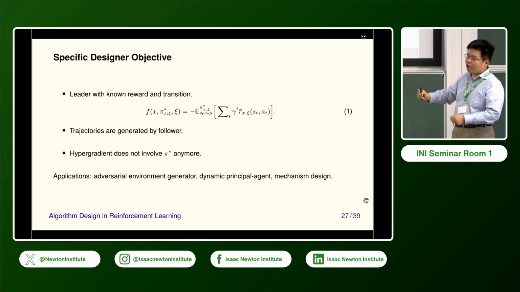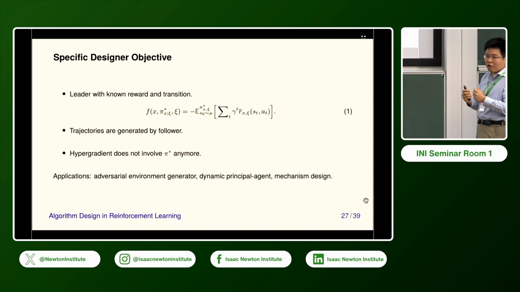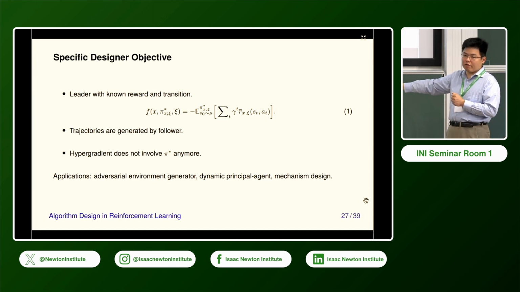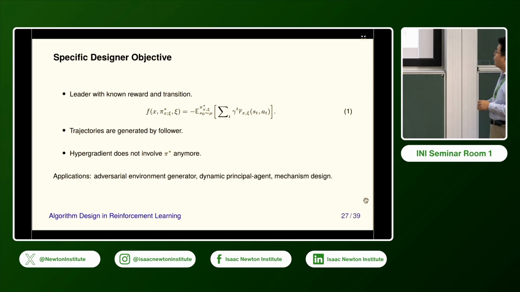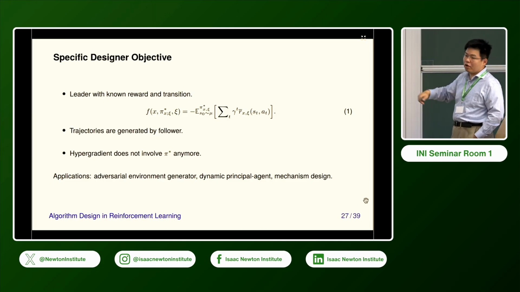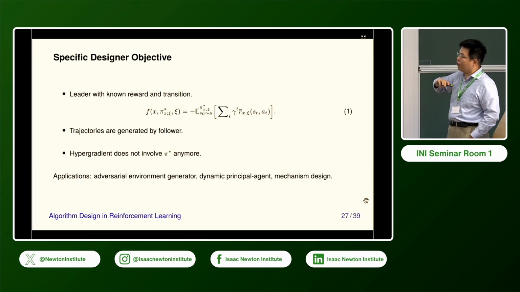And this basically means that the leader also faces an MDP, but in this MDP you know the reward and you know the transition, but the trajectory is generated by someone else. The trajectory is generated by the follower. In this type of regime, you can show that the hypergradient does not involve this pi star, and then you can now fully use the trajectories to estimate the hypergradient and run your algorithm.